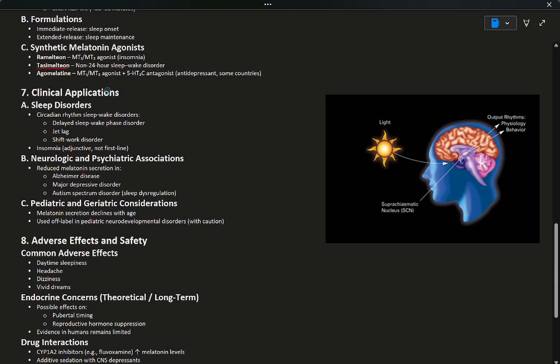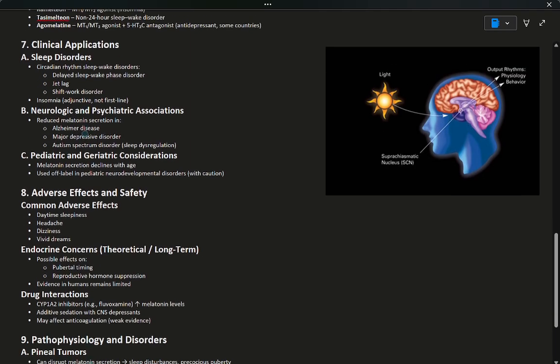Regarding its clinical applications, as we mentioned before, melatonin can be used to treat sleep disorders, like the circadian rhythm sleep-wake disorders. These arise due to delayed sleep-wake phase disorders, jet lags, or even shift work disorders. It can also be used to treat insomnia, but more of it as an adjunctive therapy and not necessarily as a first-line treatment. So just keep that in mind.